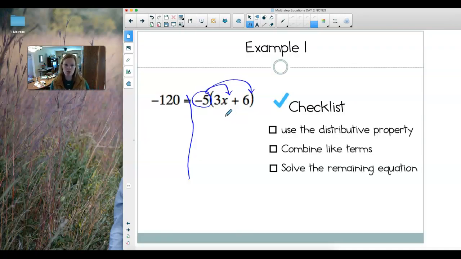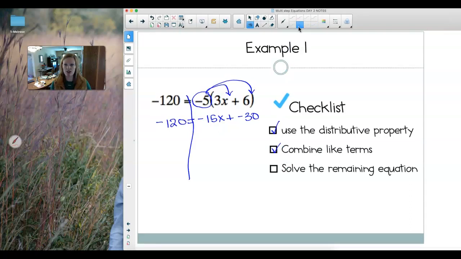And when you distribute, you multiply. So -5 times 3x is -15x. And then -5 times +6 is -30. So we've used the distributive property. Then it says to combine any like terms. In this case, I don't see any, so there's nothing to combine. I can skip that step. I'm going to put the equals -120 on the other side, and then we're going to solve it.